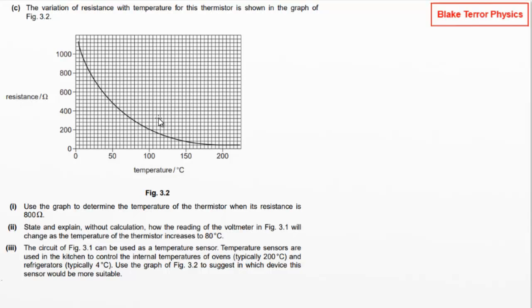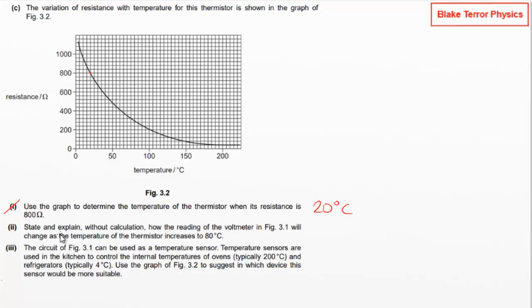Use the graph to determine the temperature of the thermistor when its resistance is 800 ohms. Right, let's hope they've put this on a nice line. They have. They put it on that line, which is what, 1, 2, 3, 4 lines along. Now 10 going up to 50, so that must be 20 degrees C. Okay, we don't mind things like that.